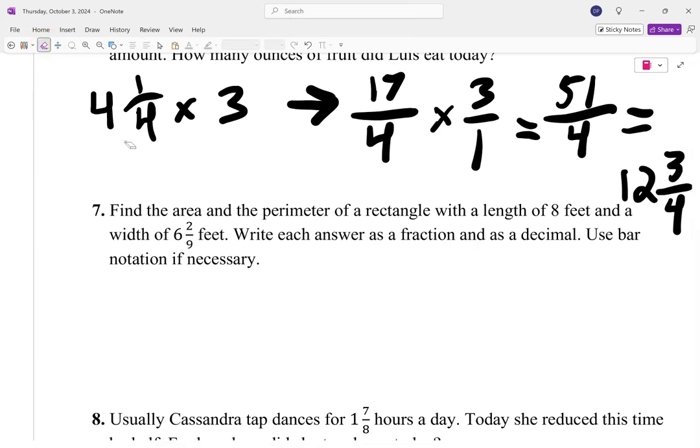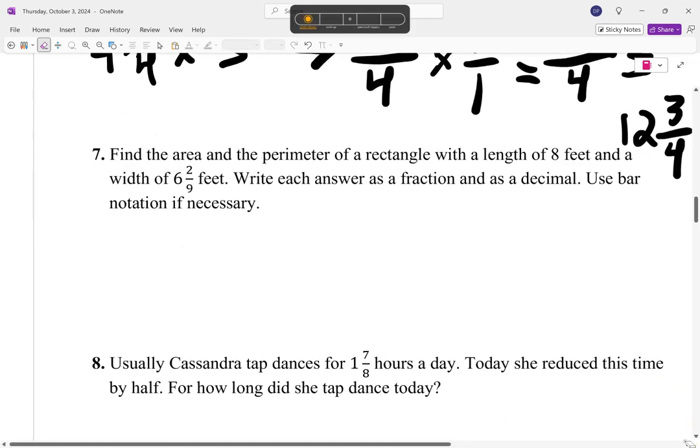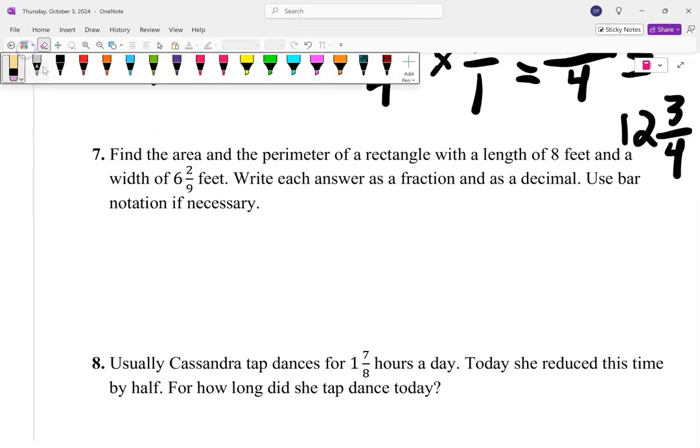Find the area and the perimeter of a rectangle with a length of 8 feet and a width of 6 2/9 feet. So it's two different problems, right? They're asking for the area and the perimeter. Oh, as fraction and decimal.